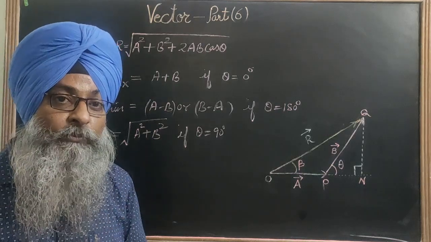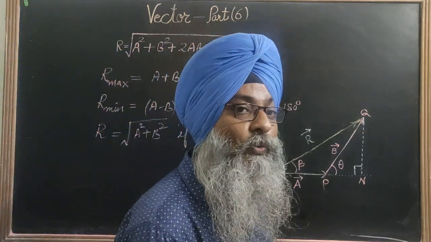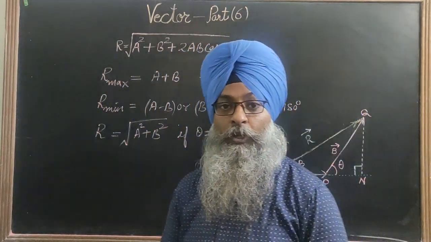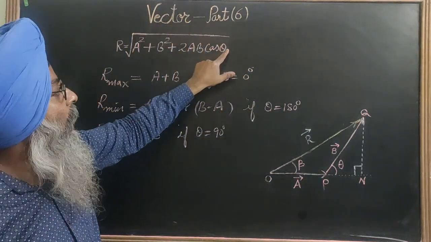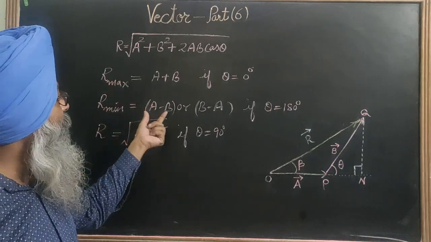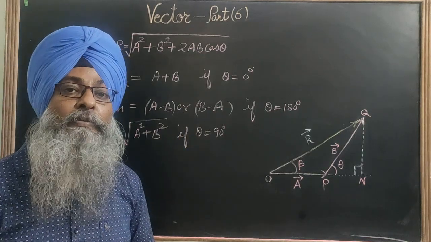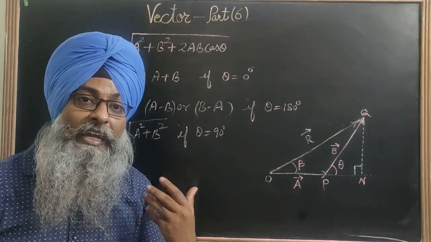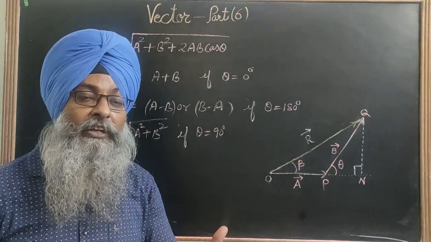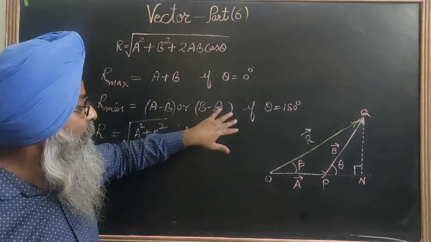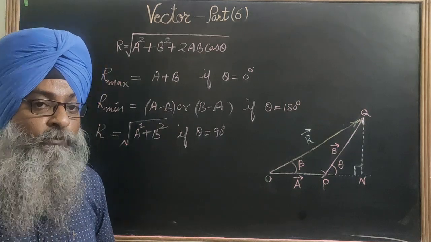Now, if the angle between two vectors is 180 degree, that is, the two vectors are anti-parallel to each other, in opposite directions, then we put theta 180 here, and after solving you will get the magnitude of the resultant as A minus B, or B minus A, depending upon whether the magnitude of A is greater than B or the magnitude of B is greater than A. This is the minimum value of the resultant.